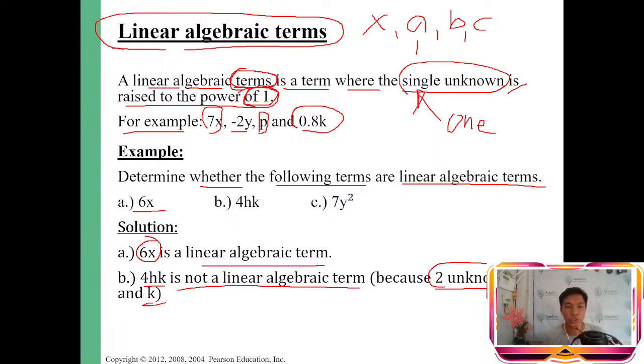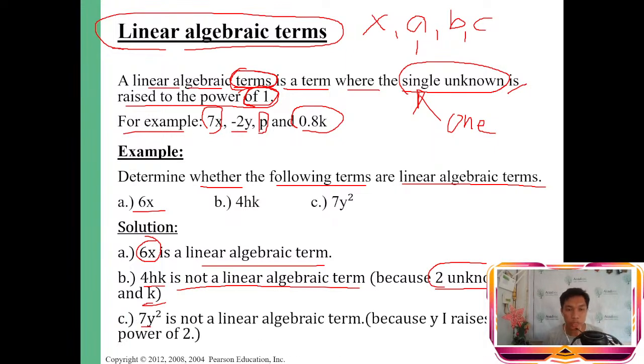Next one, 7y to the power of 2 is not. Why? Because y is raised to the power of 2. So it's very simple here. Power of 1. Remember that one. It's only the power of 1. So take note with that. That is a linear algebraic term.